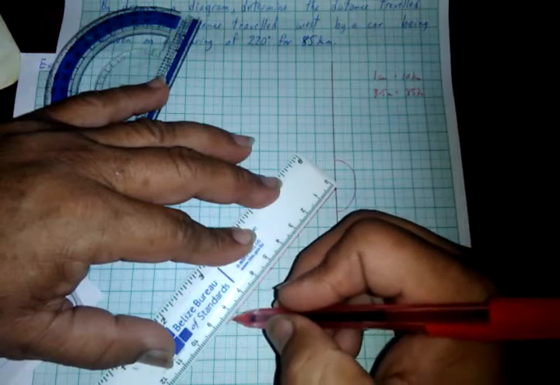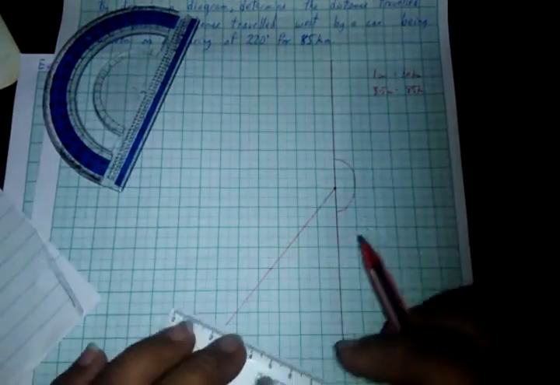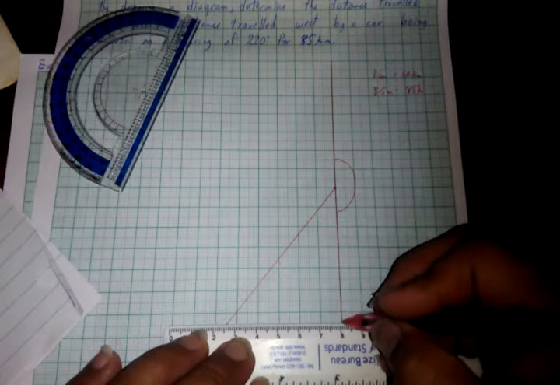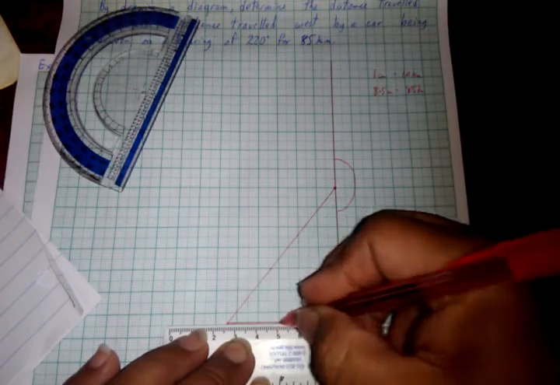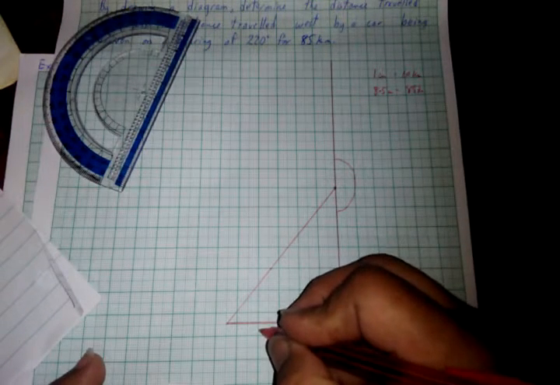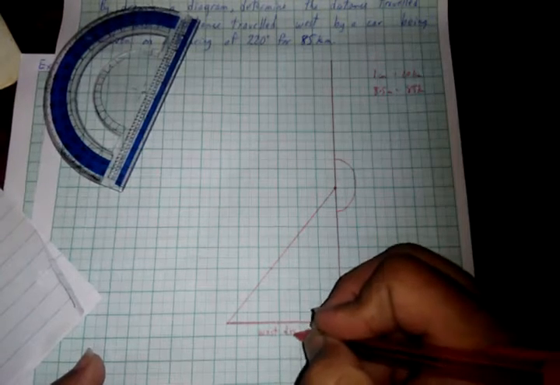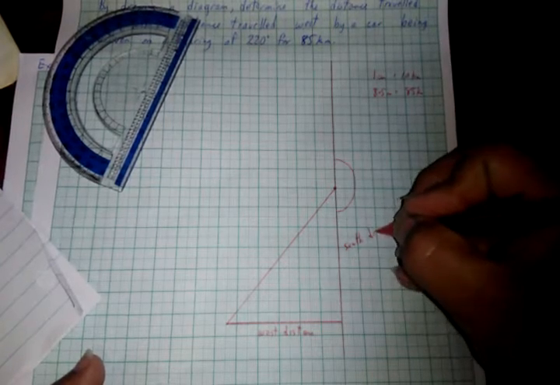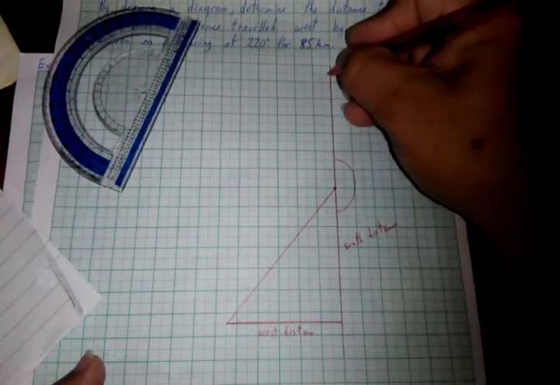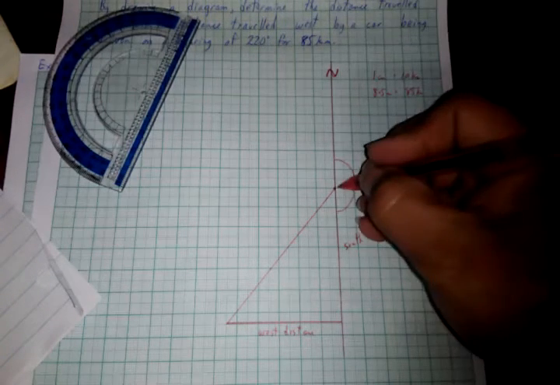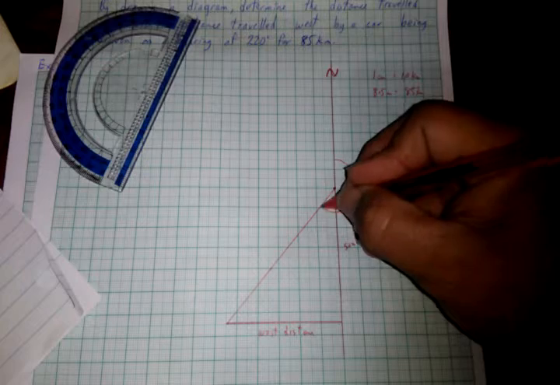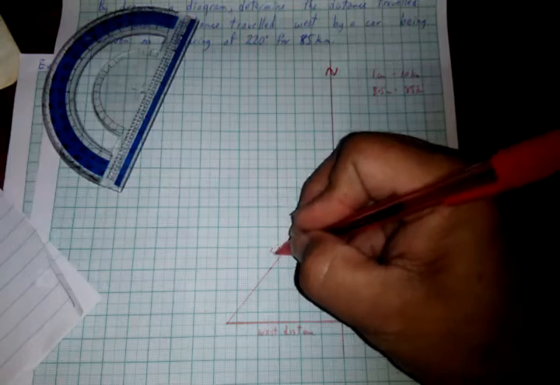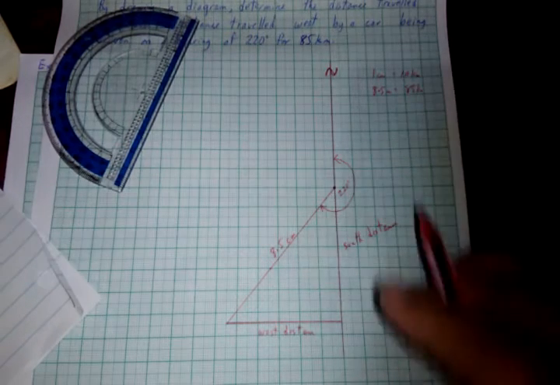8.5 centimeters. So this will be our distance due west distance, south distance. There is our north. This is our reference point. This is now 220 degrees. This is 8.5 centimeters.